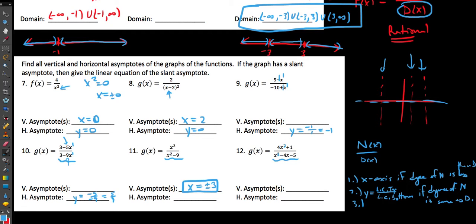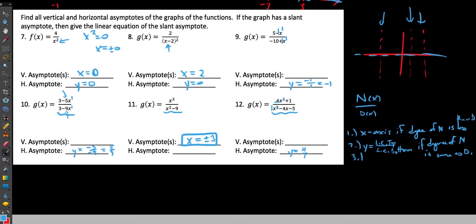And then number 12 here, we would say that because the degrees are equal on top and bottom, we look at the leading coefficient on the top over the leading coefficient on the bottom, this would be y equals 4 over 1. Okay. So the last one here is just finding slant asymptotes.